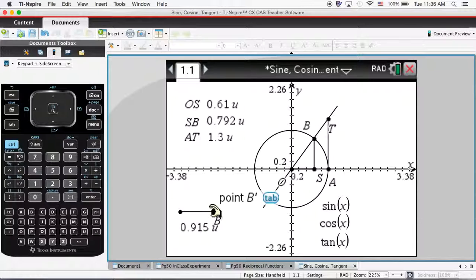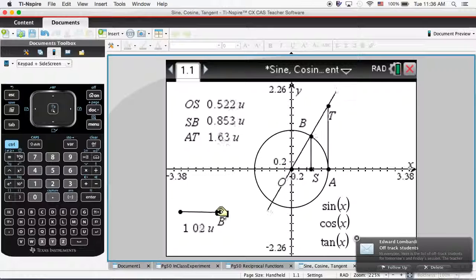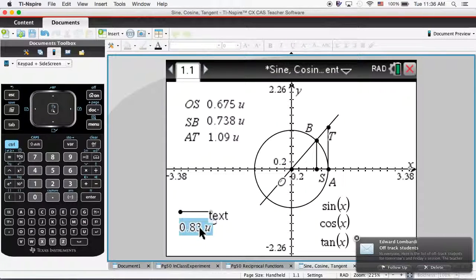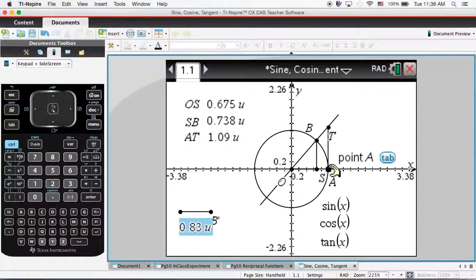So I can move the point B by doing this, and this number, 0.83 units, is the distance traveled from A around the circle, or partial circle, which we call an arc, to B. So that's the arc length. By definition, that is the radian. So let's take a look at this.